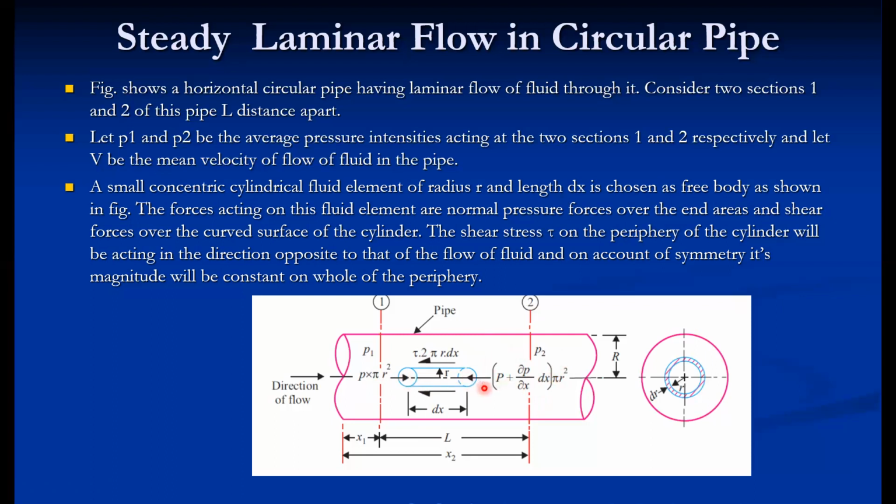As pressure is a compressive property, its actions on the two faces are opposite to each other. Then the shear force acts on the circumference, because it is due to shearing action. If tau is the shear stress, then the force is tau into the circumferential area, 2 pi r into dx. On account of symmetry, its magnitude is constant over the whole perimeter, so it is tau into 2 pi r dx. These are the forces acting on the fluid element.